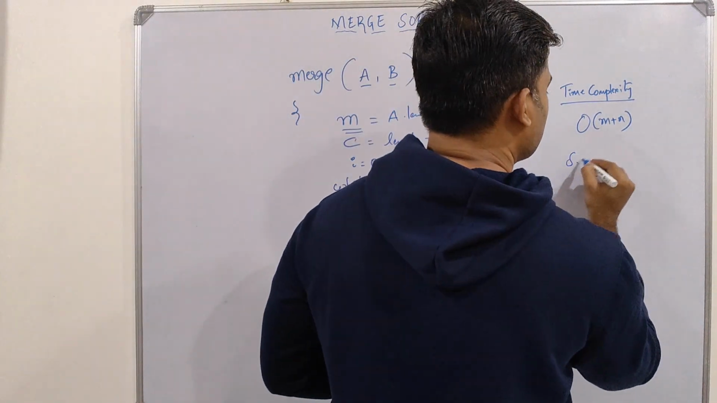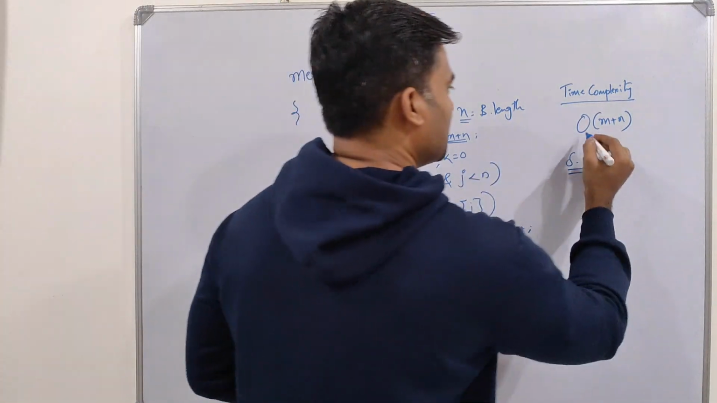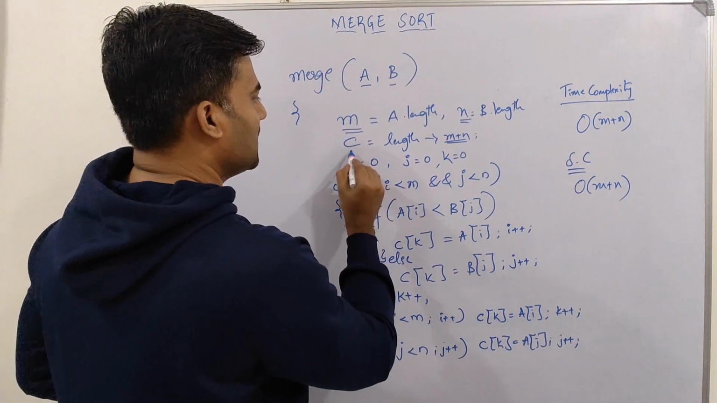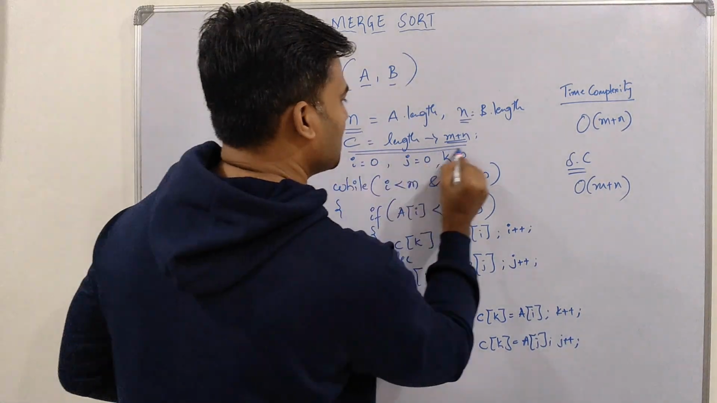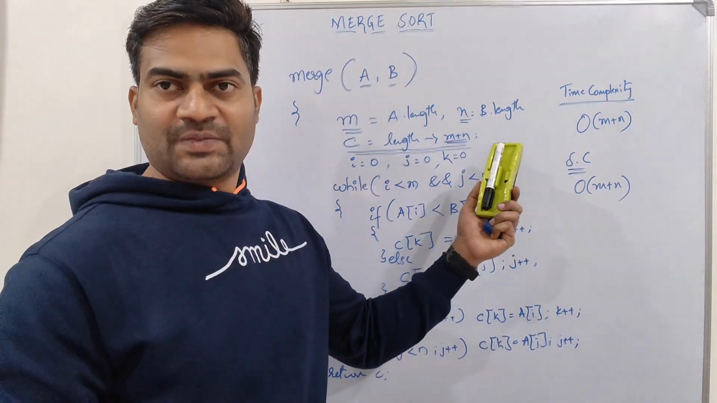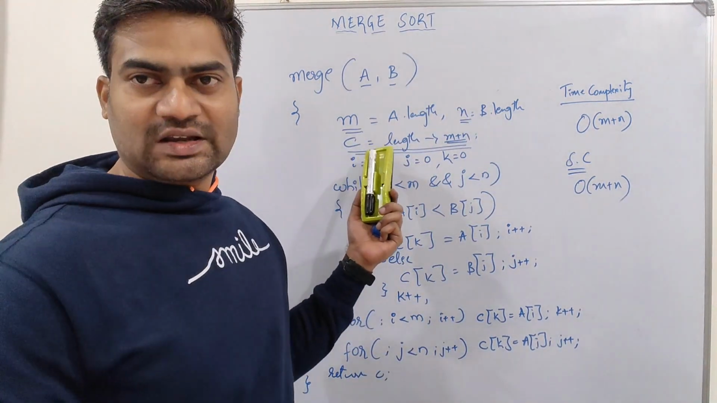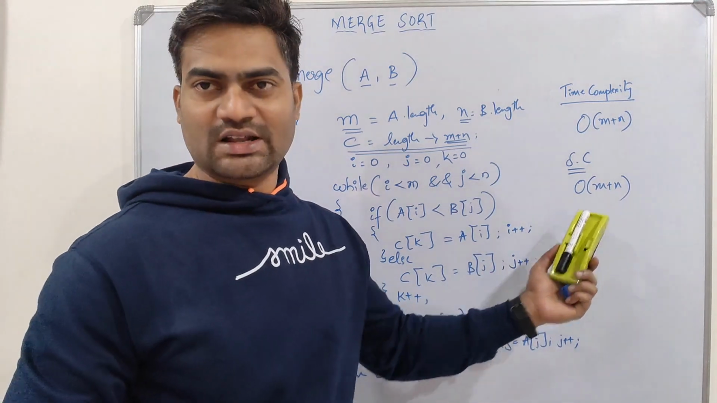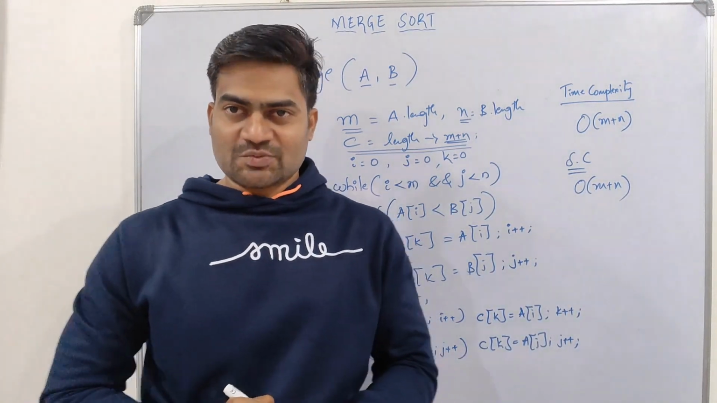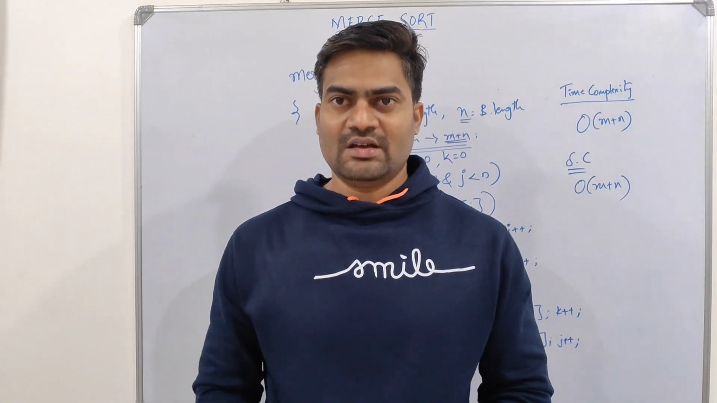What about the space complexity? Space complexity is also of order m plus n, because we are using this particular array which is of length m plus n to place the merged elements. That's why it is of order m plus n. So this is basically the merge procedure. We will look into its program in action.